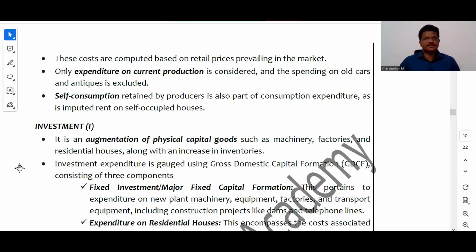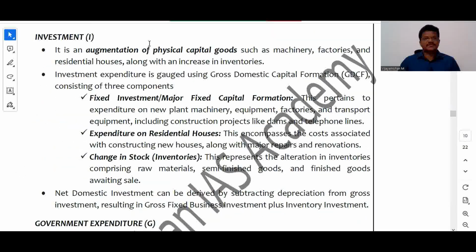అండ్ ఇన్వెస్ట్మెంట్, నెక్స్ట్ కాంపోనెంట్ ఇన్వెస్ట్మెంట్. It is nothing but an augmentation of physical capital goods such as machinery, factories, and residential houses, along with an increase in inventories. So investment ante nothing but augmentation of physical capital like machinery gaani, factories gaani, residential houses gaani. Residential houses investment done by households, machinery, factories, etc. done by the business people, right?